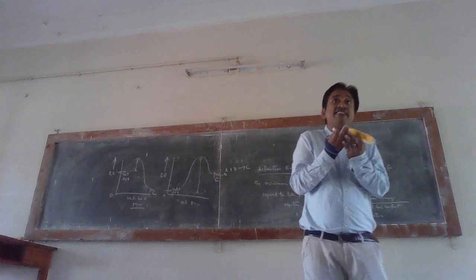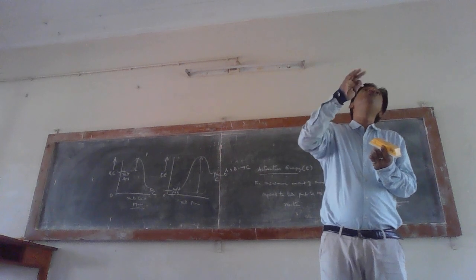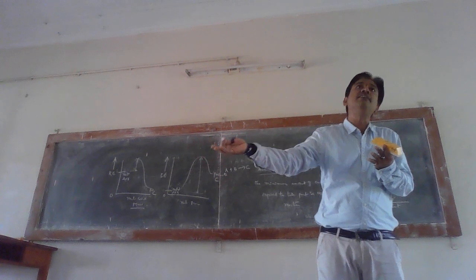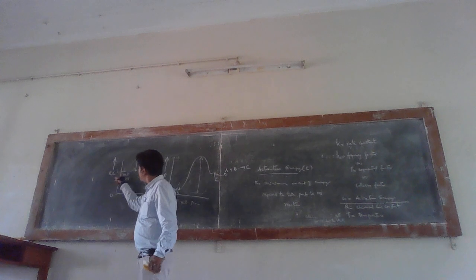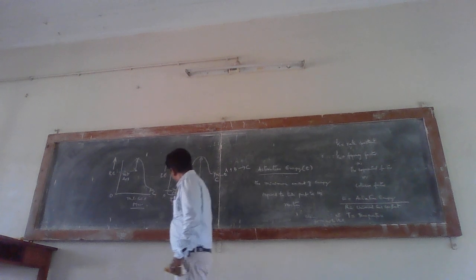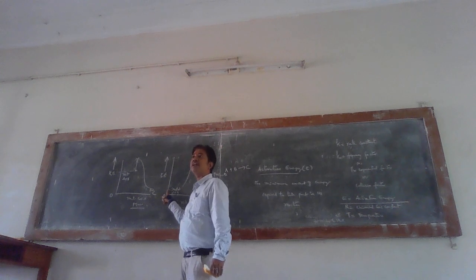So which reactants have more energy, have more tendency to lose heat? That is called exothermic. In this graph, the reactants have more energy, this part, compared to the reactants having this energy in this graph.